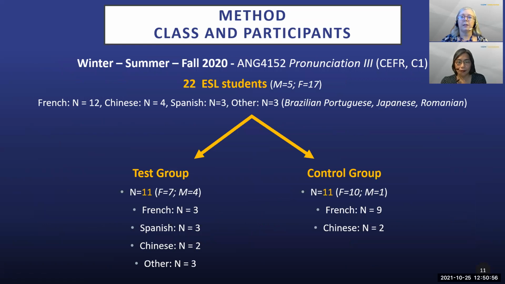So data from this study come from 3 of our pronunciation 3 classes. These are advanced pronunciation classes. There were 22 students in all who participated, 12 francophones and 10 with other L1 language backgrounds. For the non-francophones, French was either their second or additional language, and both the test and control groups had 11 participants each.